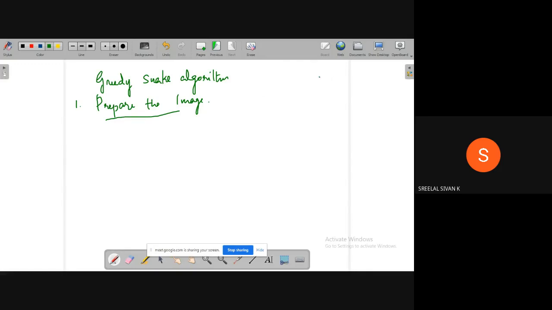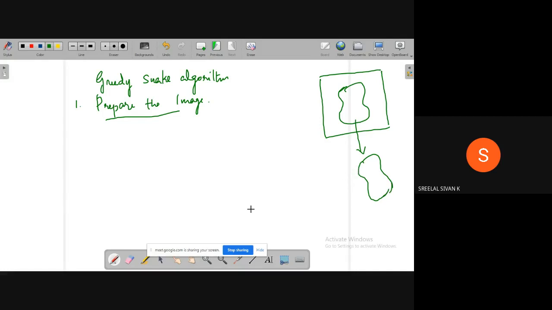Suppose you have an image here. There will be an object like this. You are extracting this particular object using some sort of segmentation technique, so you got this image. You know that this object boundary is not perfect, so you have to refine this boundary. So the very first step of refinement is to define the energy function.